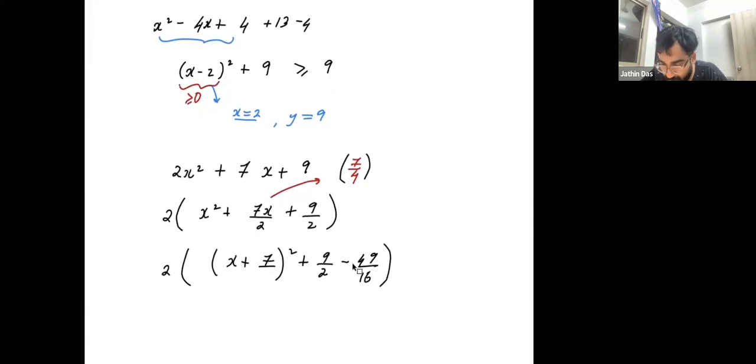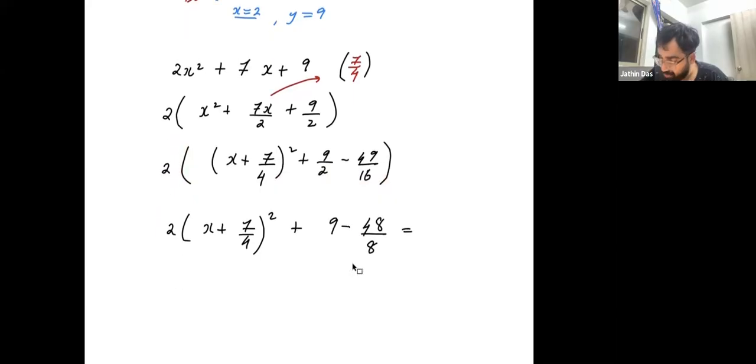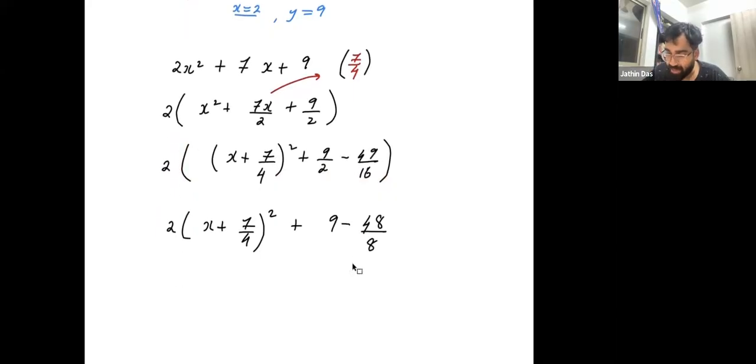This is 7 by 4 only. Sorry, I forgot that. इसका half आएगा अंदर. 7 by 4. Okay. So 2 into x plus 7 by 4 whole square plus, then I'll multiply 2 with this also. So what do you get? 9 minus 49 by 8. Okay. Now what is this value? 72 minus 48 by 8.